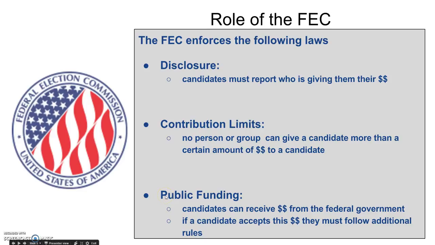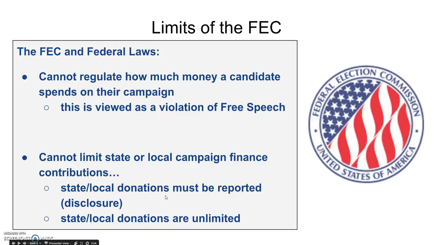So even though the Federal Election Commission has a lot of power, there are some limits to what they can do. These limits basically involve ways that the Federal Election Commission cannot enforce certain things that we deem as inappropriate. So the Federal Election Commission cannot regulate how much money a candidate spends on their campaign. So wherever the money comes from, that money can be spent in an unlimited amount.